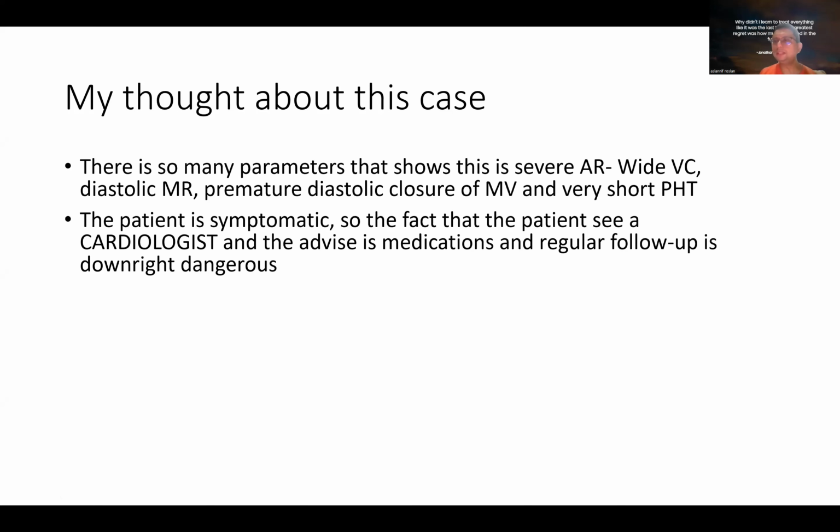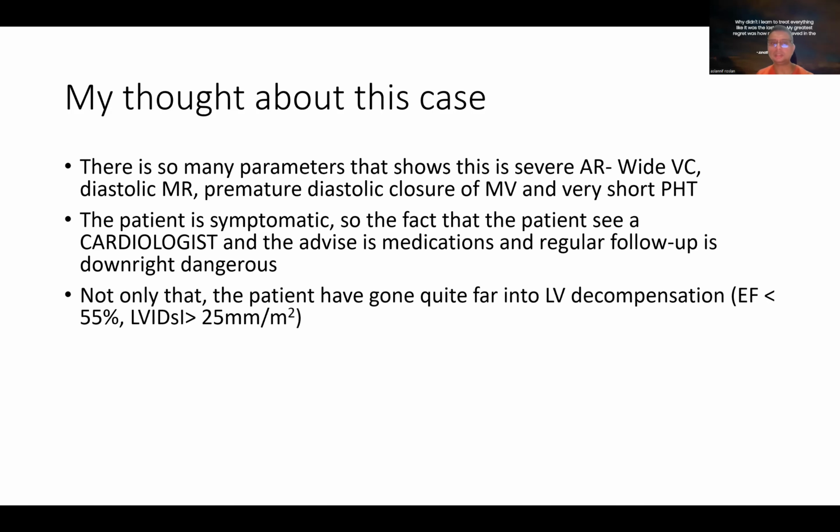The patient is symptomatic. So even if the LV is okay, even if the dimension is okay, the fact that this patient is symptomatic is already an indication for aortic valve replacement. So the fact that the patient saw a cardiologist outside and the advice was medications and regular follow-up is actually very dangerous. And not only that, the patient also has LV decompensation. The EF is 46%, and the LV end-systolic dimension is already more than 25 millimeter per meter squared.